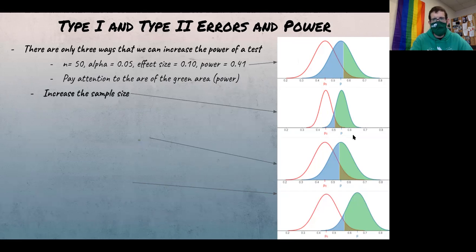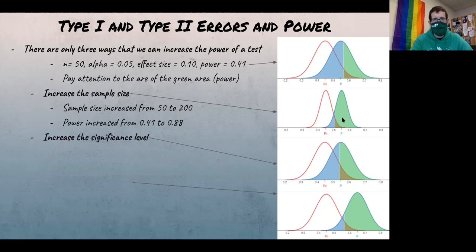So we can increase sample size. I didn't change any of the parameters except for sample size here. It went from 50 to 200, and you can see how the green is a lot more of the area now. Power increased from 0.41 to 0.88 in this case. So the power we started with is 0.41.